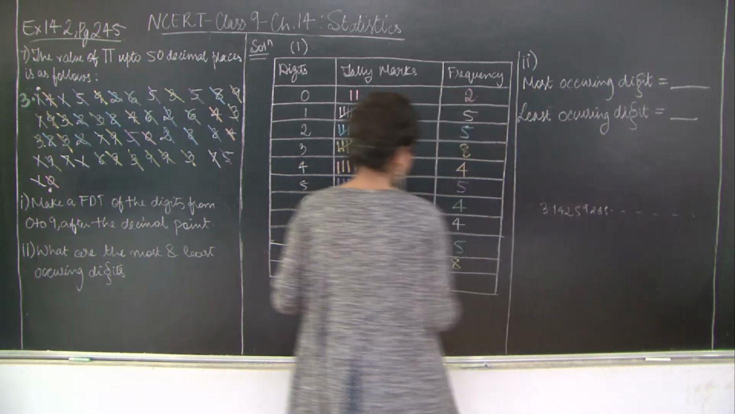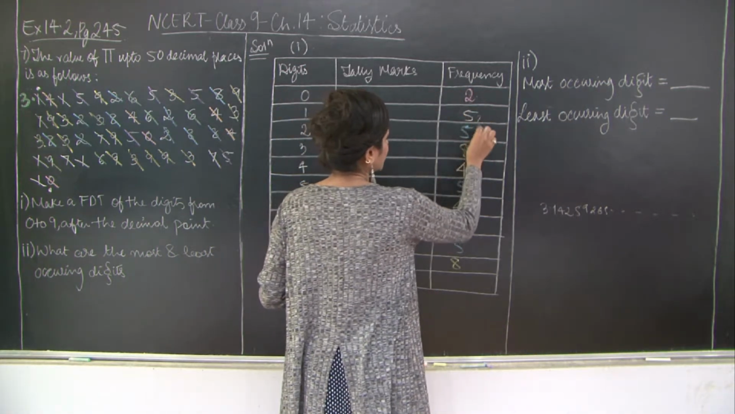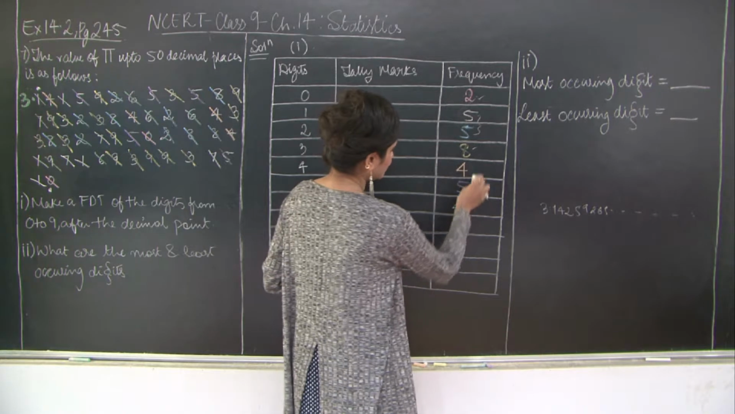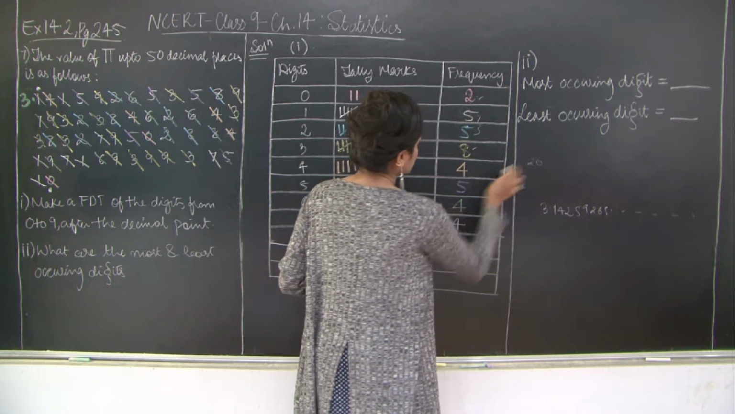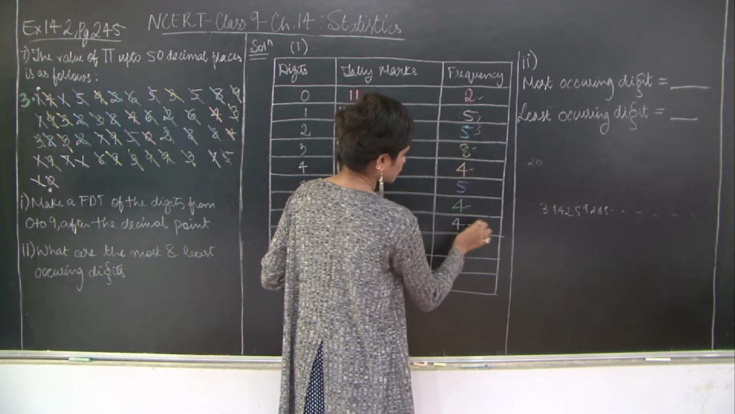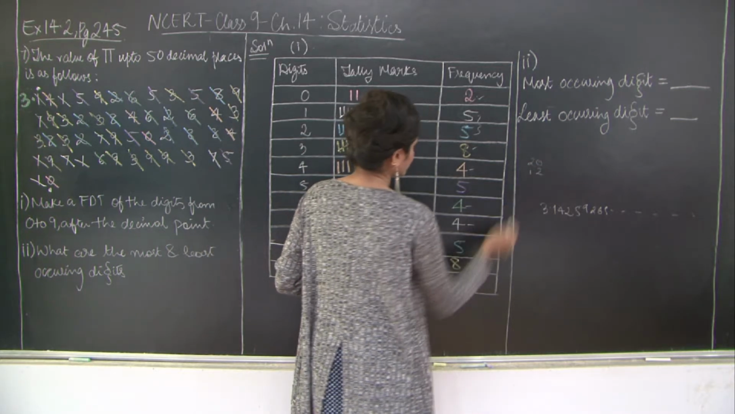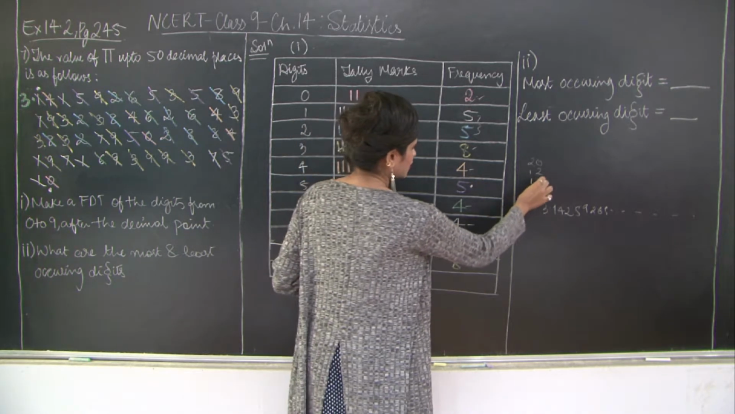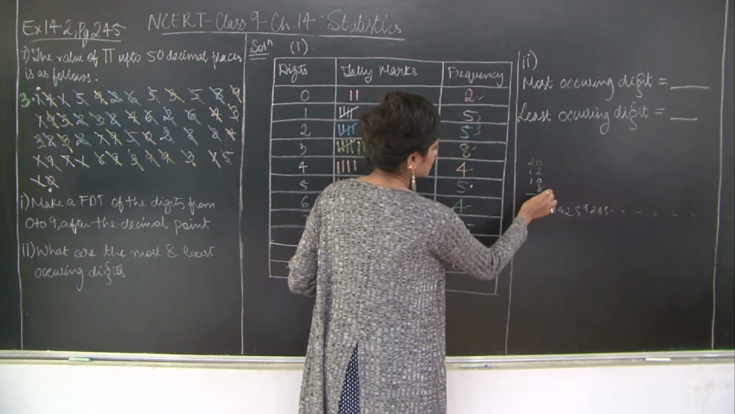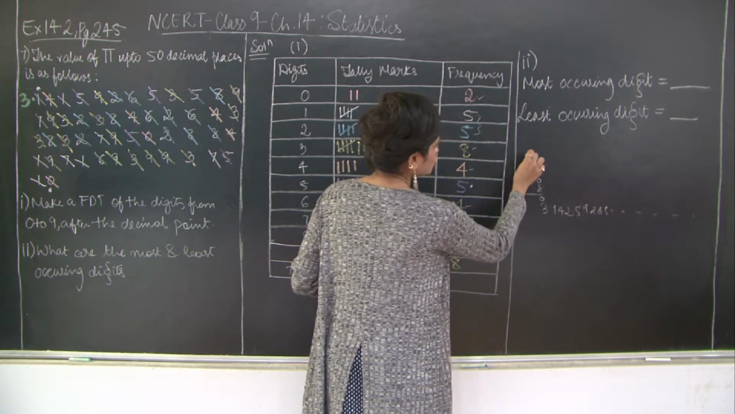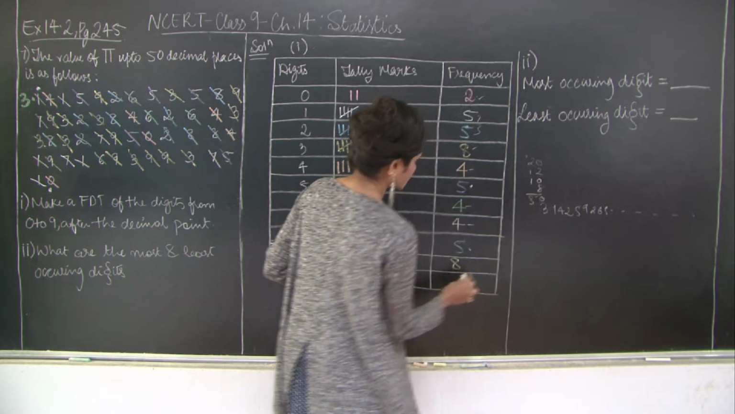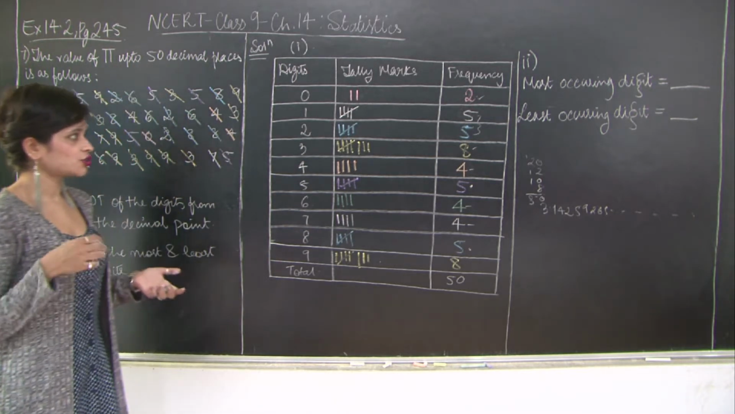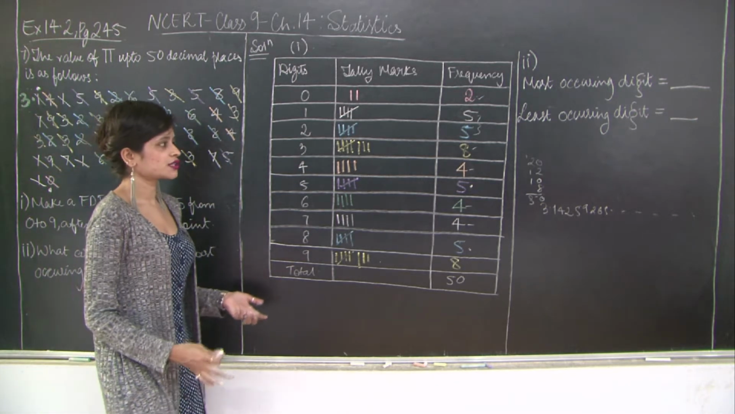Let's check. You have 5 plus 5, 10. Then you have 8 plus 2, 10. So 20. Then you have 4 ones are 4, 4 twos are 8, 4 threes are 12. Then you have 5 plus 5 is 10. And then you have 8. So let's check this number. 8, 9, 10 and 2, 3, 4, 5. So 50. So this count is 50. That means we have struck off each observation and the frequency distribution table is complete.